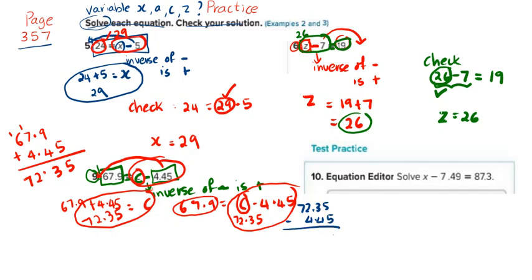5 minus 5 is 0. 3, you cannot minus 4. We have to borrow. 13 minus 4 is 9. And 1, you cannot minus 4. We got to borrow. So 11 minus 4 is 7. And 6 minus nothing is 6. So yes, we are getting the 67.9. So that C value we chose is correct. So we can conclude that C is equal to 72.35. It is the correct answer.